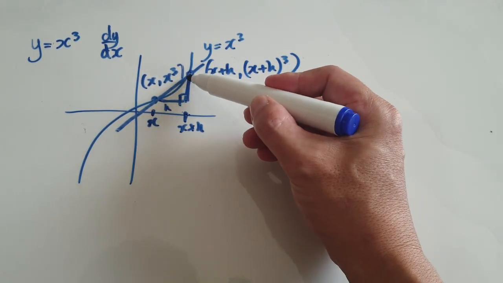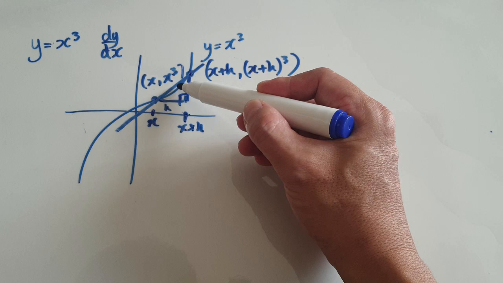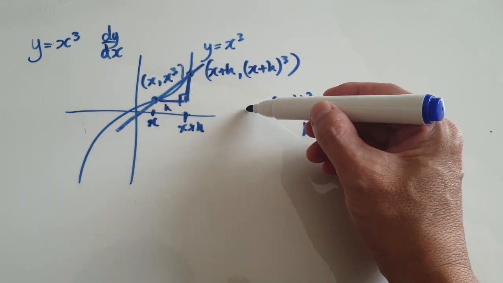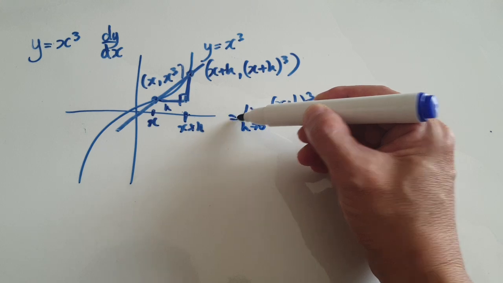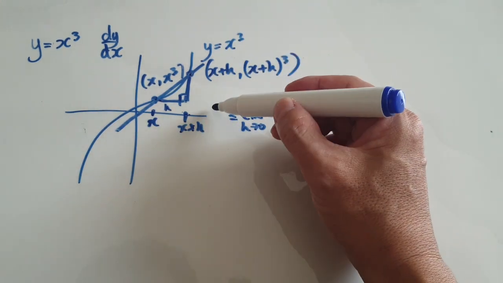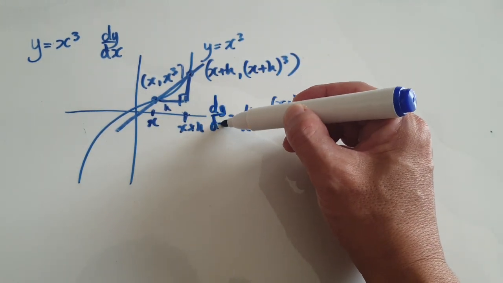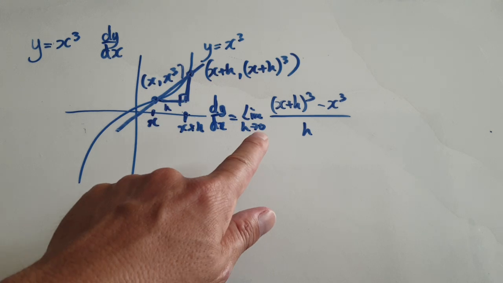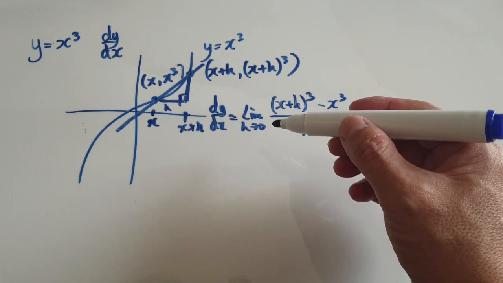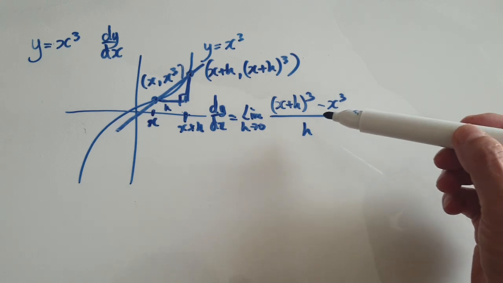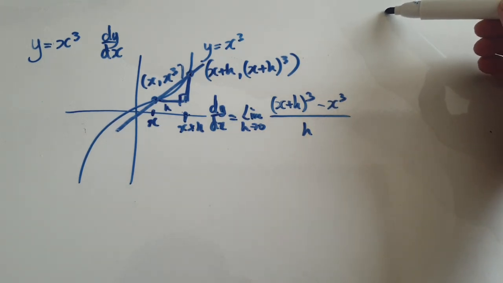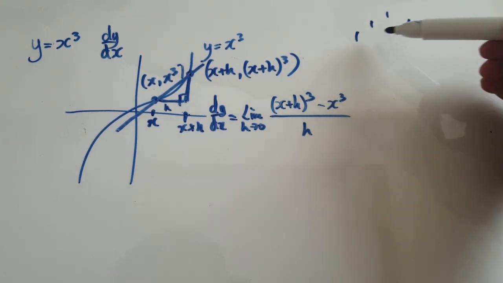Now we want to get this dot here to move closer and closer to this dot. So we would take the limit as h tends to 0. That then would give us dy by dx, the true gradient. So the true gradient is us working out this limit. So to work out this limit, we would multiply this out. So to multiply this out, I would need Pascal's triangle. So use whichever method you want.